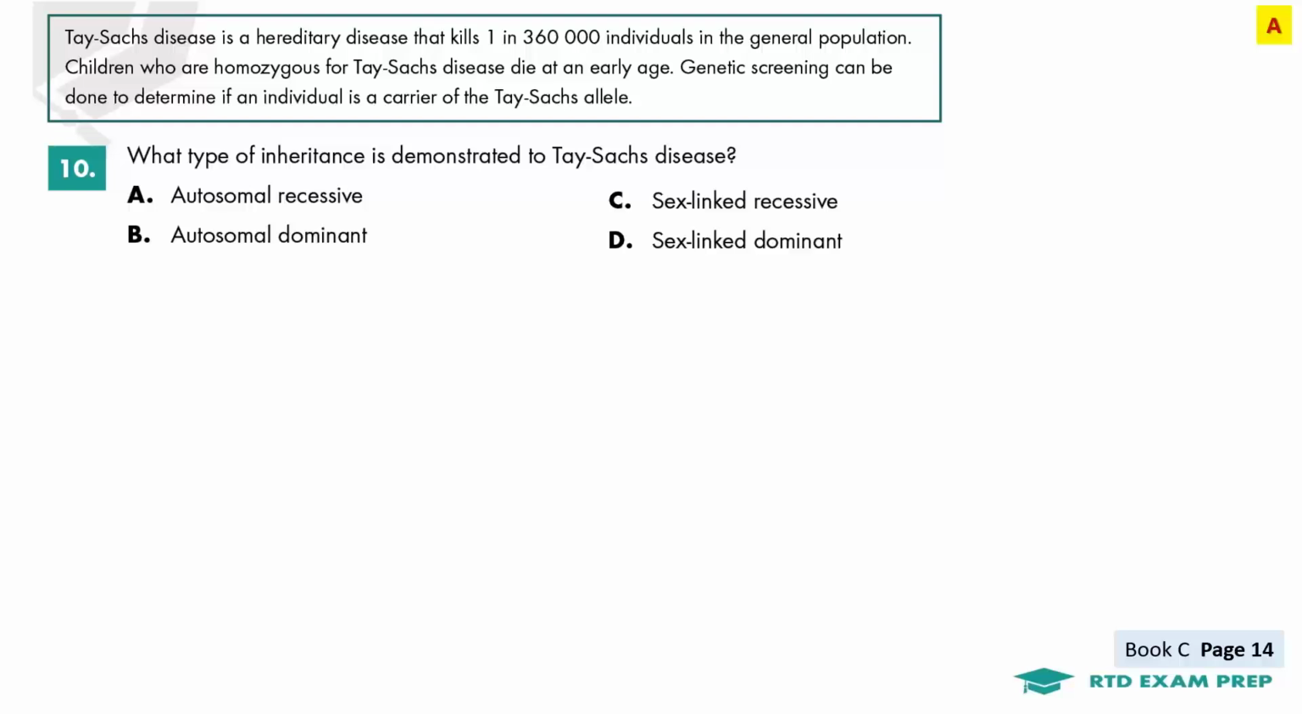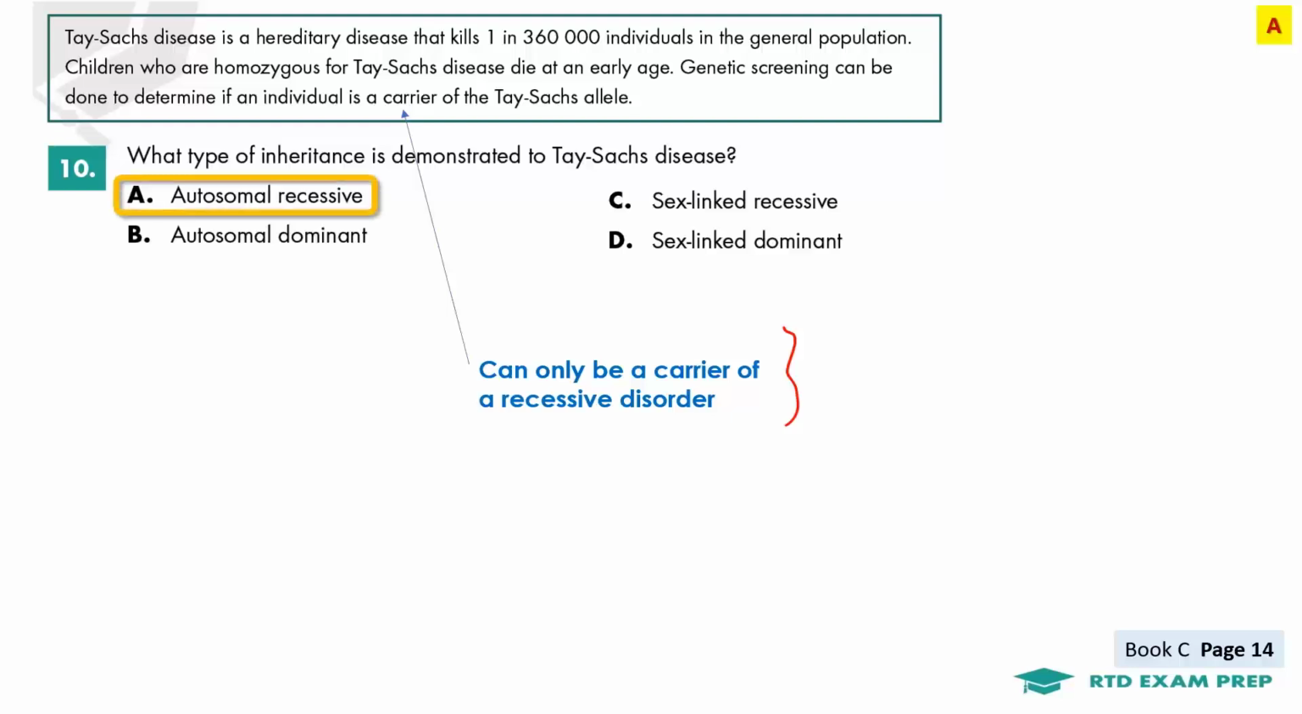Children who are homozygous die at an early age. Genetic screening can be done if you're a carrier. Well, if you're a carrier, then we know it must be a recessive disorder. You cannot carry a dominant trait. So therefore, what type is this? Because it's not linked to chromosome 23, this will be known as autosomal recessive.